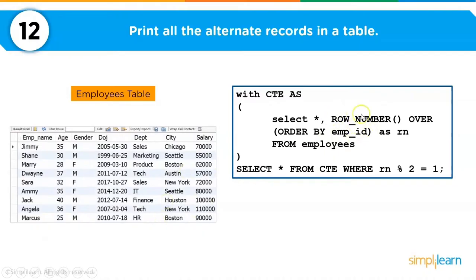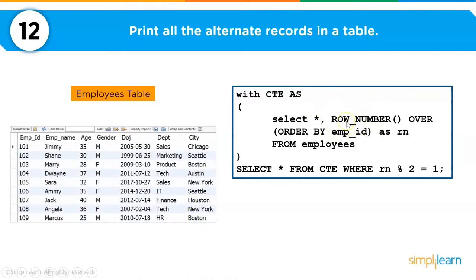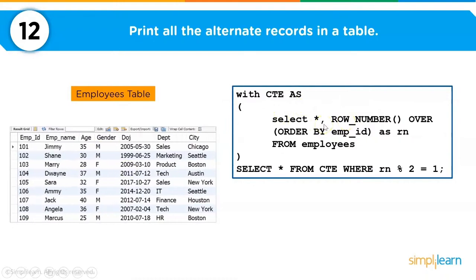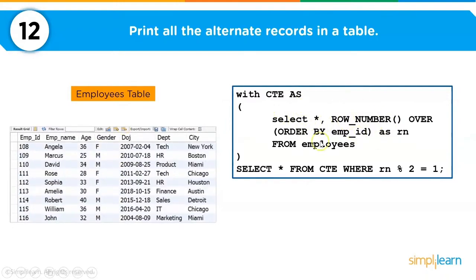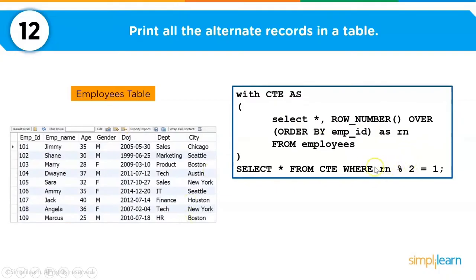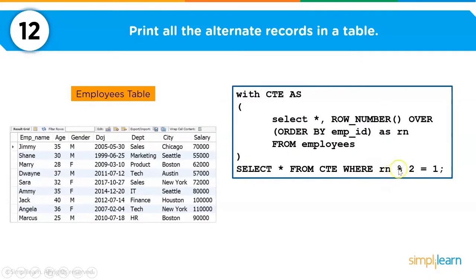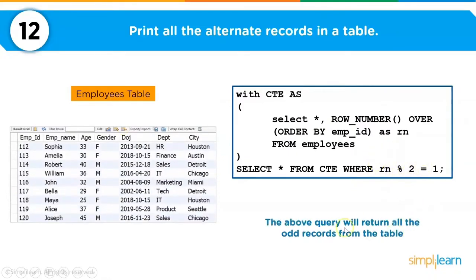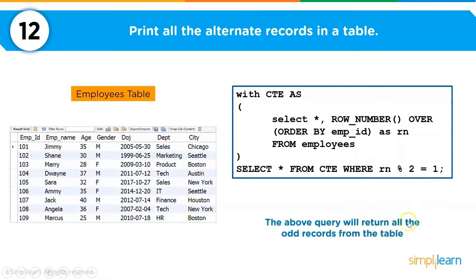new functions such as row number. This will create a row number for each of the rows or the records present in my table. And then from this CTE, I am going to use my filter clause or the where clause, where rn, which is row number, percentage 2 equal to 1. So this will return only the odd records from the table. Let's see how to do it.